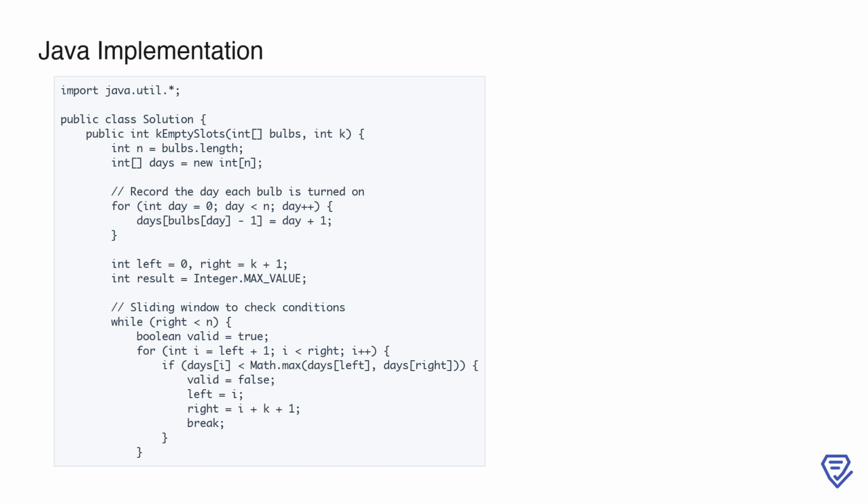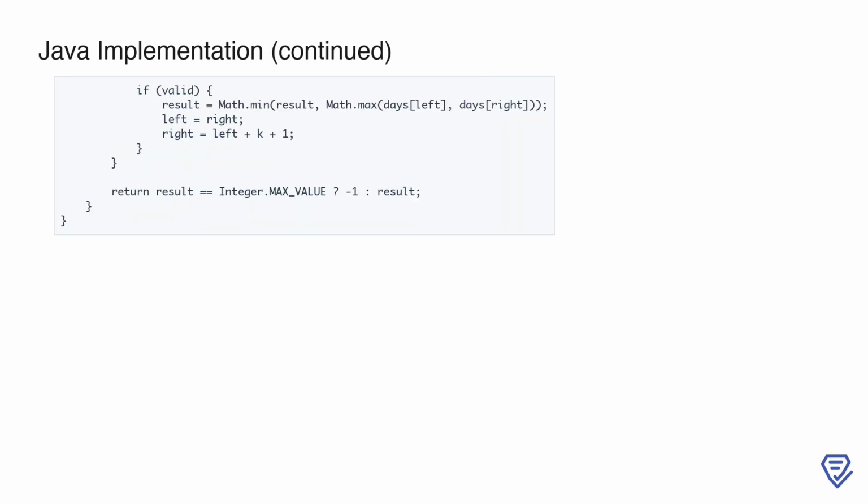The while loop processes the window as long as right is within bounds. Inside the loop, we use a flag, valid, to check whether all bulbs between left and right bloom later than the bulbs at the endpoints. If we find a bulb that violates this condition, we reset the window by moving left to the invalid position and adjusting right accordingly. If the condition holds, meaning the bulbs between left and right bloom after both endpoints, we calculate the day by taking the maximum of days[left] and days[right], and update result with the smaller of its current value or this calculated day. Then, we move the window forward by setting left to right and recalculating right as left plus k+1.